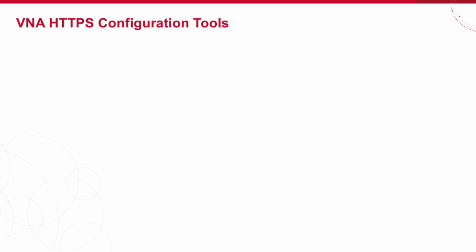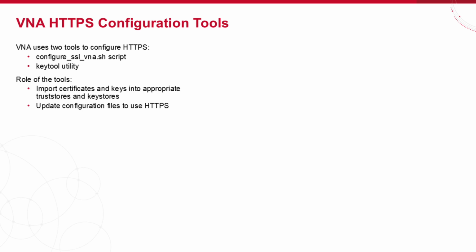Next, we'll go over the tools used to configure HTTPS for VNA. There are two tools VNA uses to configure HTTPS. One is the Configure SSL VNA script, and the other is the KeyTool utility. These tools import the certificates and keys, place them in the appropriate trust stores and key stores, and update the configuration files to use HTTPS.